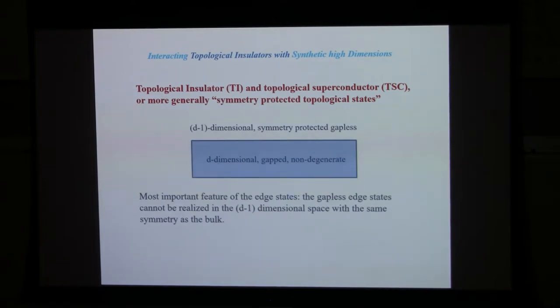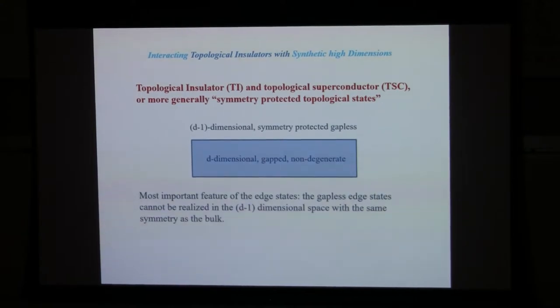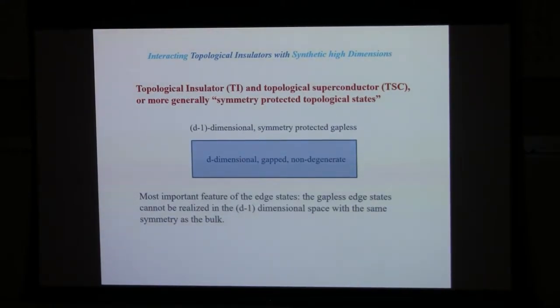Let me take a closer look at the topological insulator. Let's talk about a d-dimensional topological insulator. By d-dimensional, I mean the spatial dimension. Its boundary is a d-1 dimensional system. In the d-dimensional bulk, the bulk is always gapped and non-degenerate, and the d-1 dimensional boundary is going to have a non-trivial spectrum, which means it's going to be either gapless or degenerate, and this gaplessness and degeneracy is protected by certain symmetry. Suppose I break this necessary symmetry, the boundary will also have a trivial spectrum. The boundary will be gapped and non-degenerate.